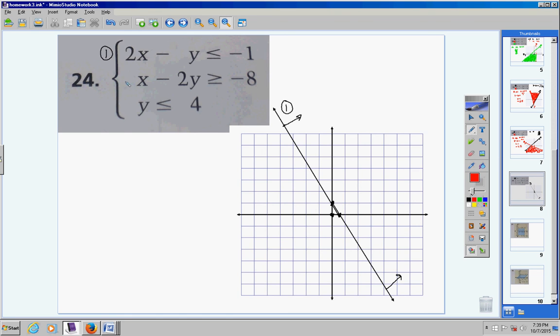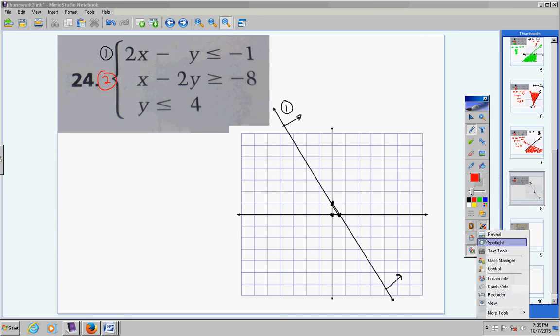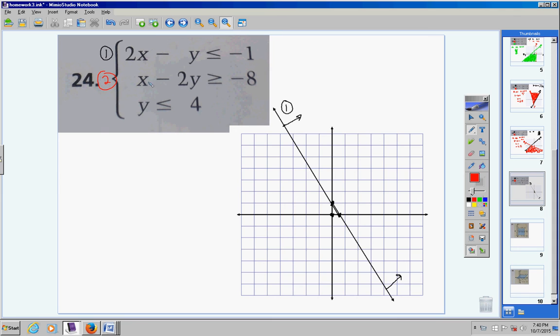Alright, inequality number 2. Now I notice right away that I have two variables. I will have a slanted line. It has an equal sign, so it'll be a solid line. And now I see that I have an x and a y and then the number -8. So I have x minus 2y equals -8. So where the x is, I will substitute a 0. Where the y is, I will substitute a 0. And let's see what happens, okay?